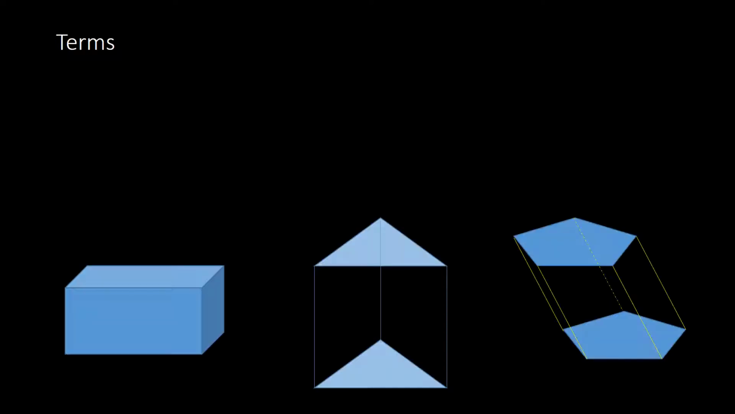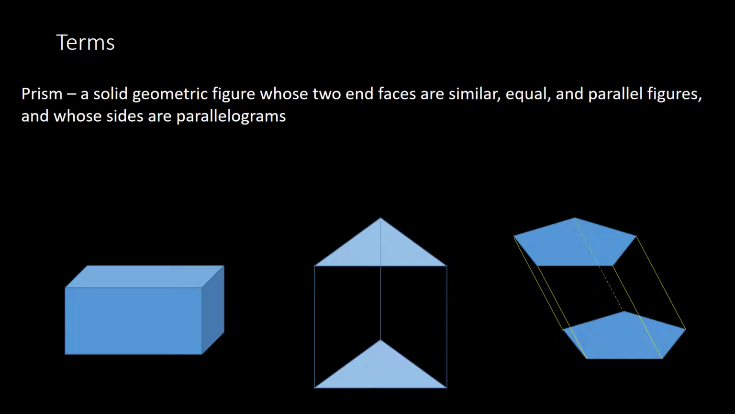So let's begin with the term prism. A prism is a solid geometric figure whose two end faces are similar, equal, and parallel figures, and whose sides are parallelograms. And here we see three different examples of prisms.